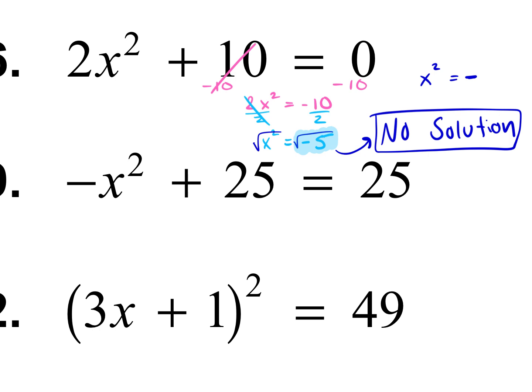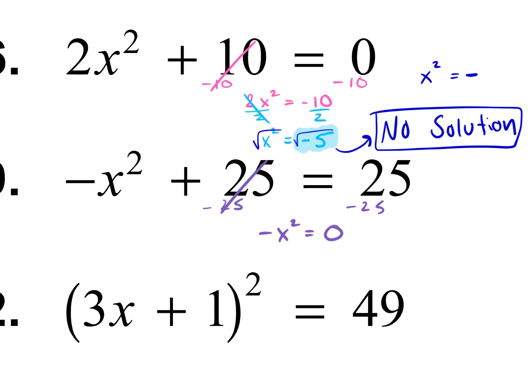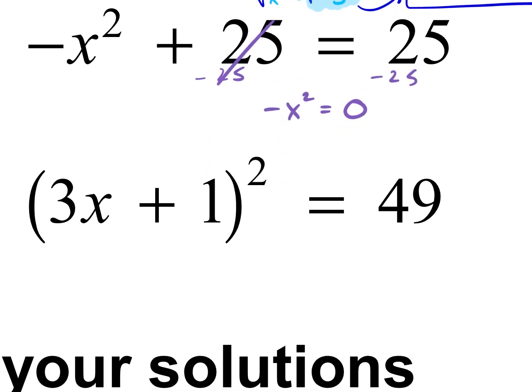All right, for number 9, what should we do first? Subtract 25. Perfect, subtract 25. 25 minus 25 would be? 0. Then what? We need to get that x squared all by itself. So what do we do if it's being multiplied by a negative? Divide by a negative. We can divide by negative 1. So x squared is equal to 0 divided by negative 1, which is still just 0.